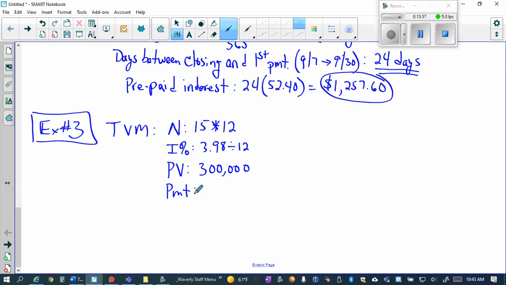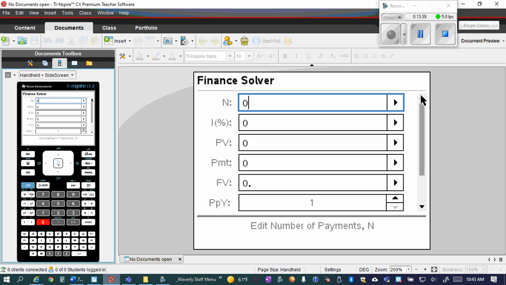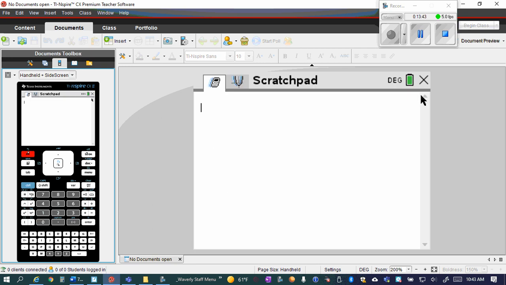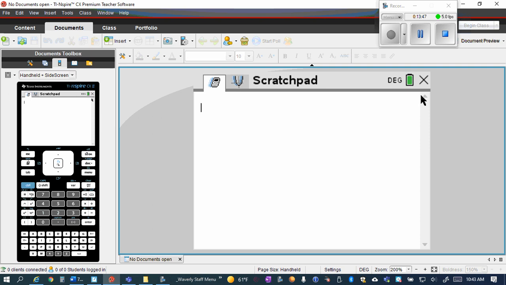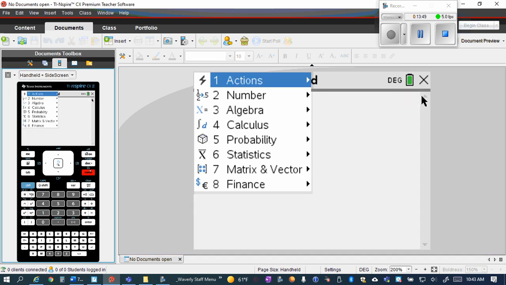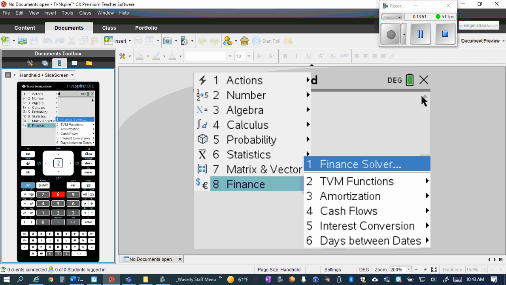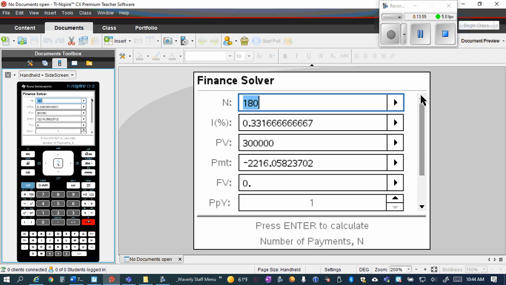Okay, so let's go to our calculator. And there's our finance solver. Maybe I'll just show you, remind you how to get to that, right? So you can go to your scratch pad and then hit the menu button, go down to 8, finance, very first one, finance solver, okay? My other stuff was in there from something else. And now I've just cleared that out.